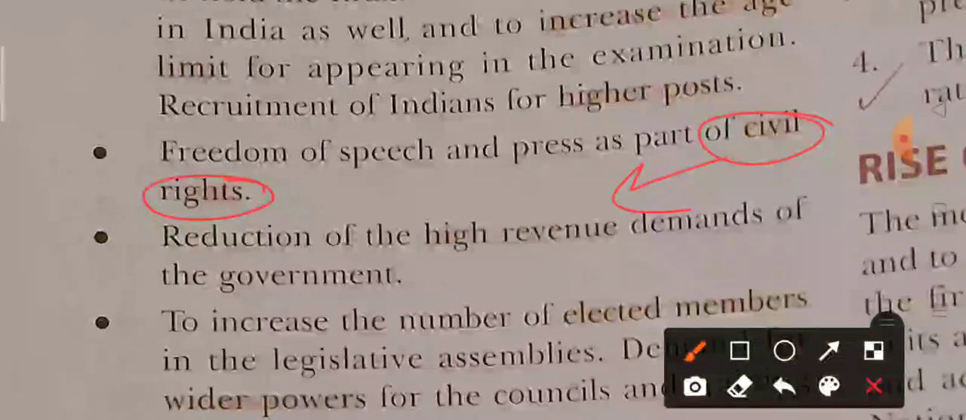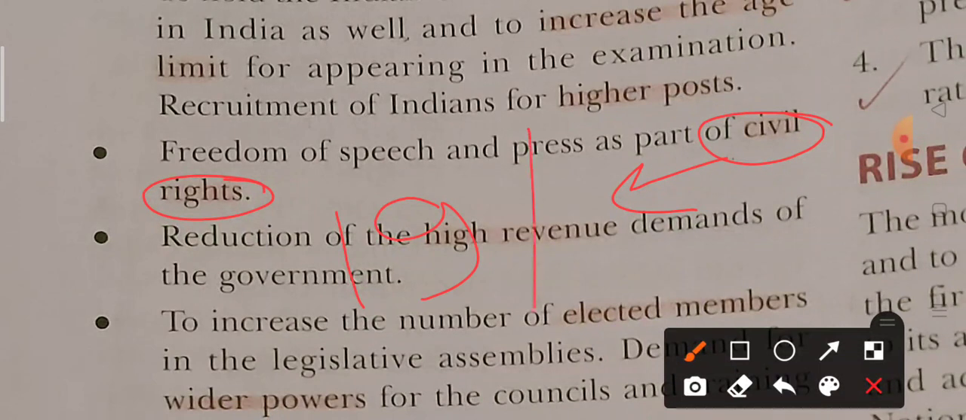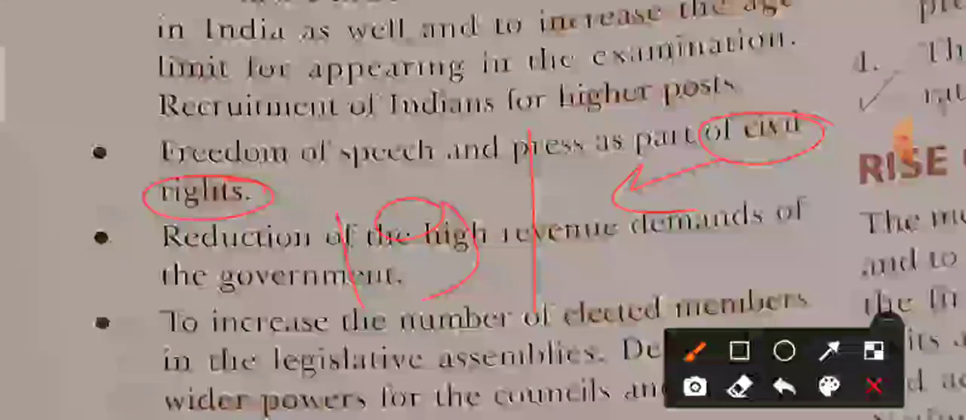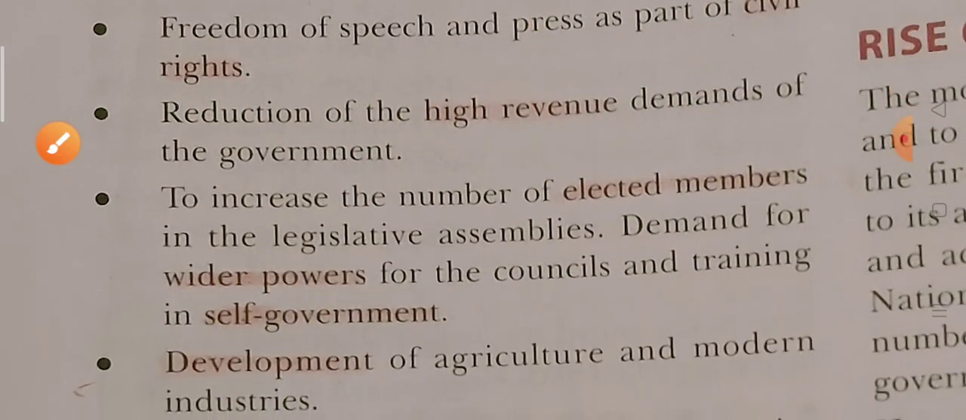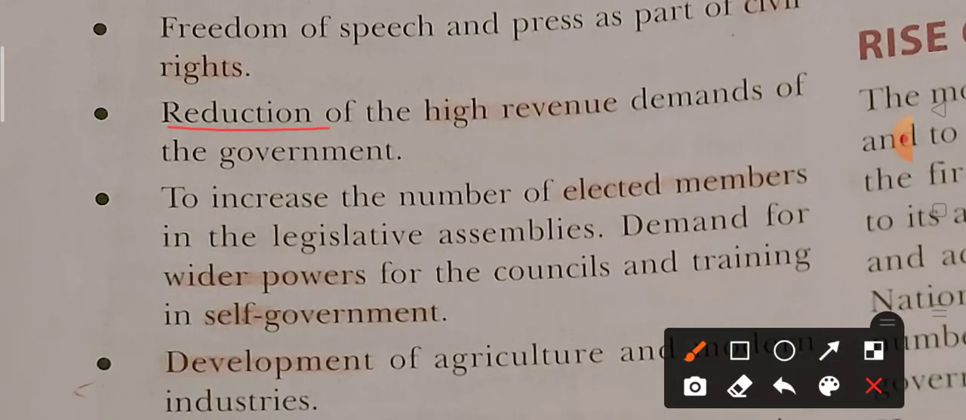In the present Article 19, this is the civil right, especially based on civil rights. Because without Article 19, civil rights are not possible. So next was the demand to reduce the high revenue demanded by the government.